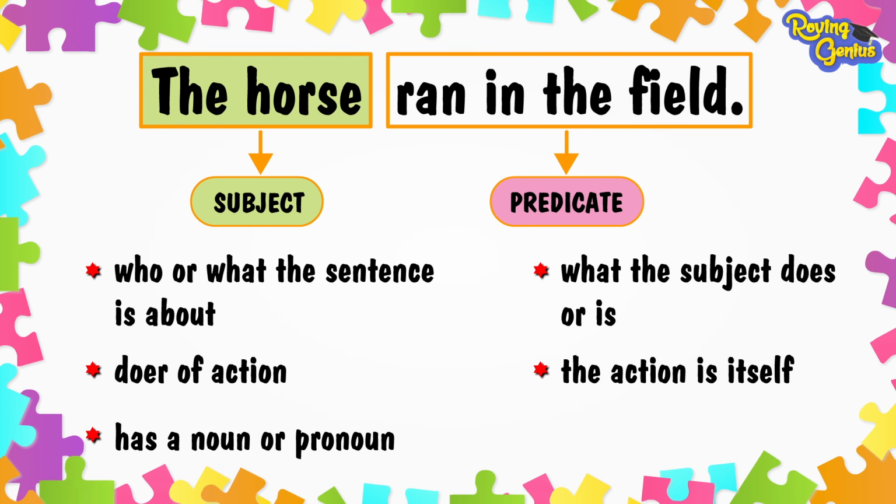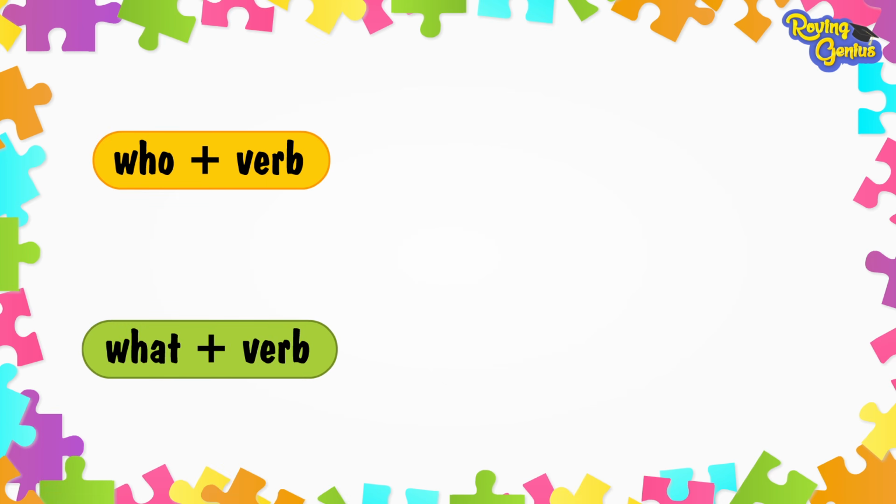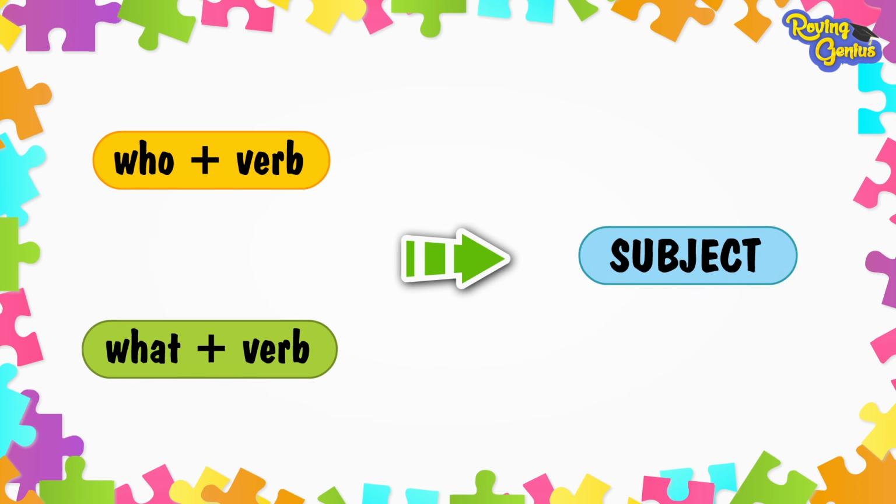A subject has a noun or a pronoun. The predicate always has a verb. Remember, when you ask who or what to the verb in the sentence, you get the subject of the sentence. Let us now pick out the subject and the predicate from a few sentences.